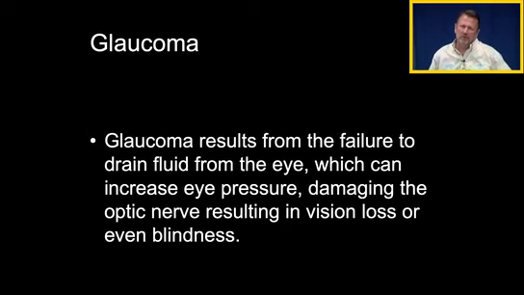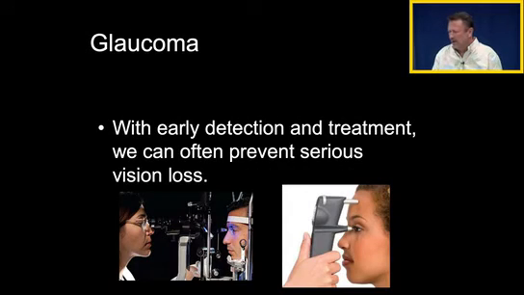All right, glaucoma results from the failure to drain fluid from the eyeball, and this increases eye pressure, and this can damage the optic nerve, resulting in vision loss and blindness. With early detection and treatment, we can prevent serious vision loss. In other words, if we don't treat this, then people will lose their vision. And I worked with an ophthalmologist for a while, took care of all sorts of glaucoma patients.